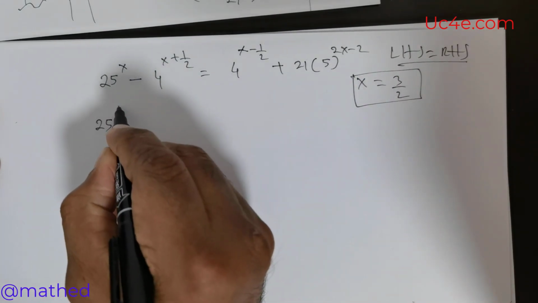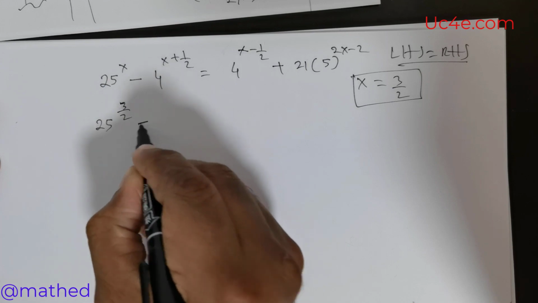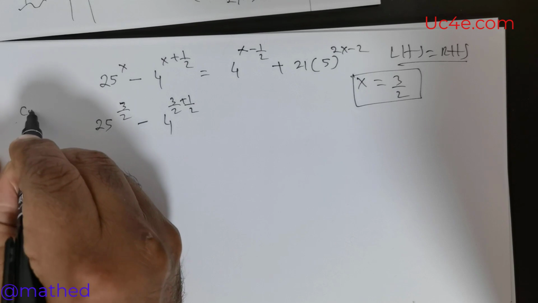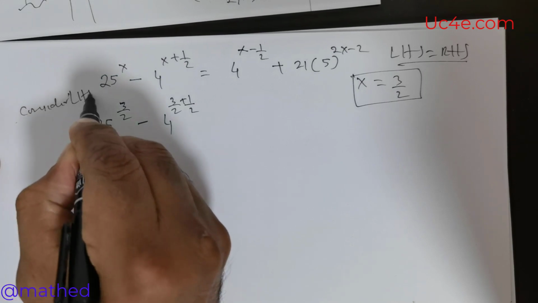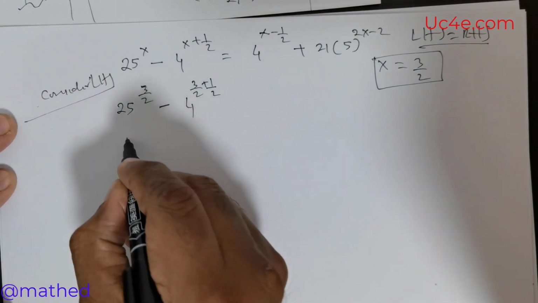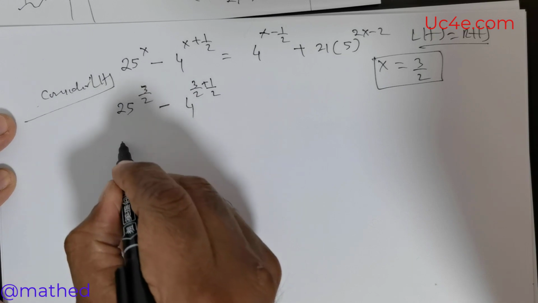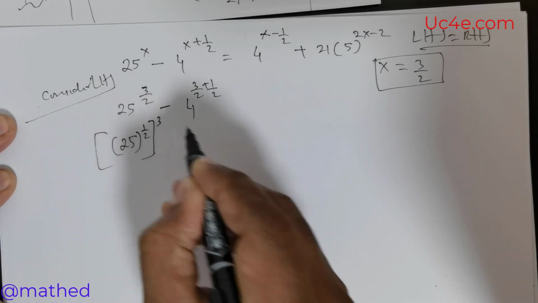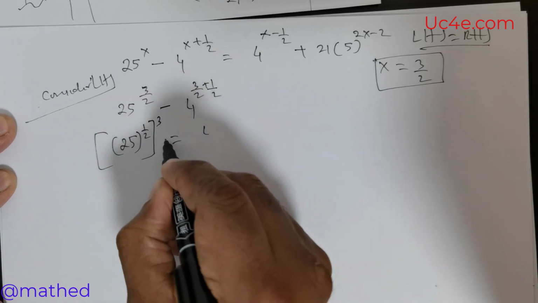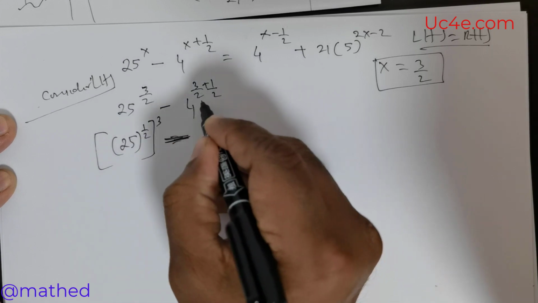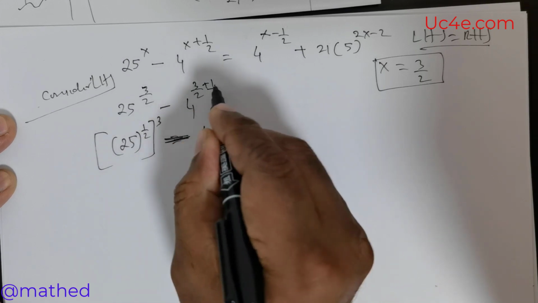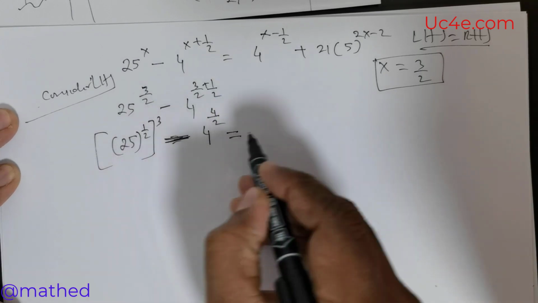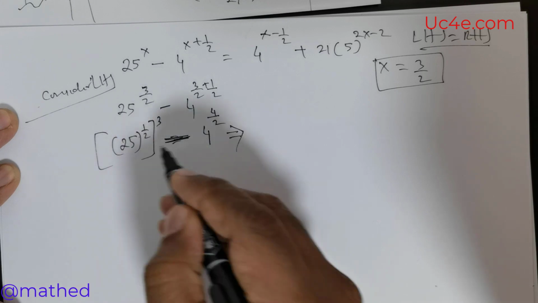So this is 25 raised to the power of 3/2 − 4 raised to the power of (3/2 + 1/2). I'm just considering the left hand side first. Now what I wish to do is I would like to rewrite this as 25 raised to the power of 1/2 first, and that is raised to the power of 3. Now this is followed by a negative sign, and this is nothing but 4 raised to the power of (3 + 1)/2. That's going to be 4 divided by 2. So this is equal to 25 raised to the power of 1/2.